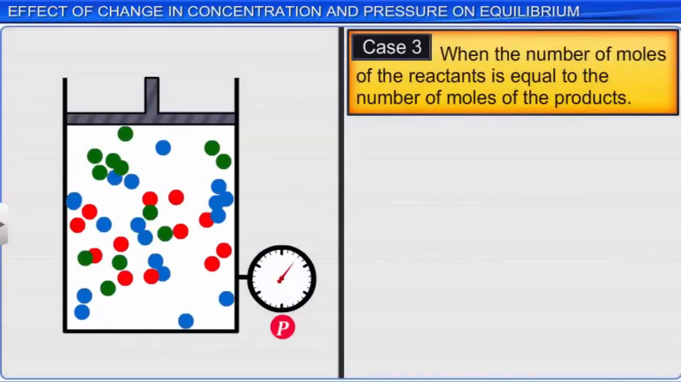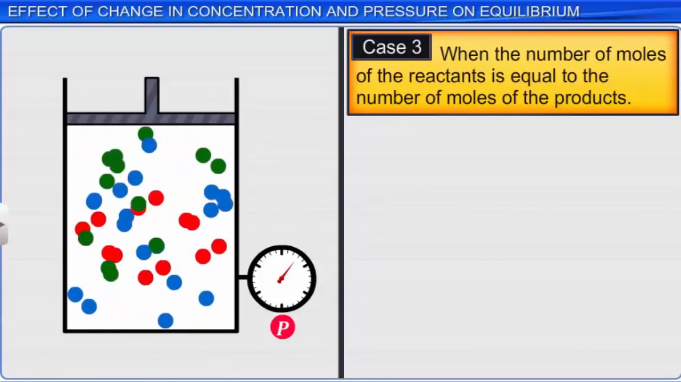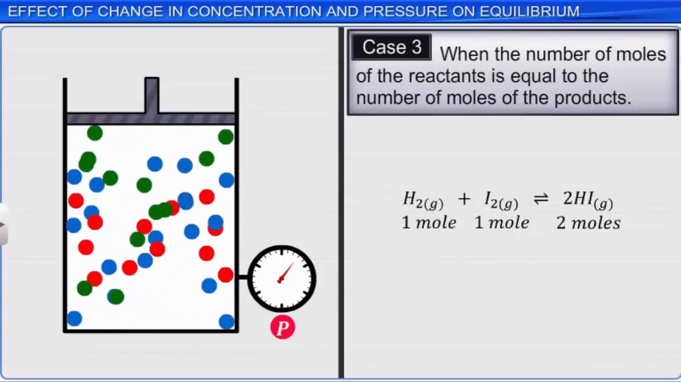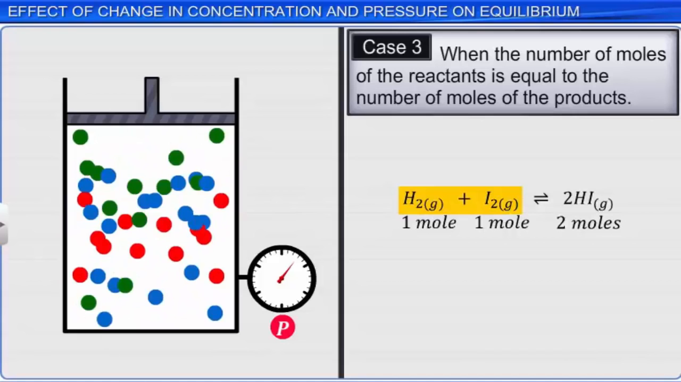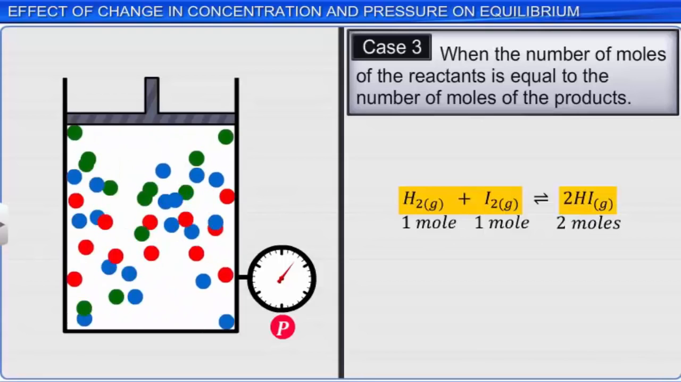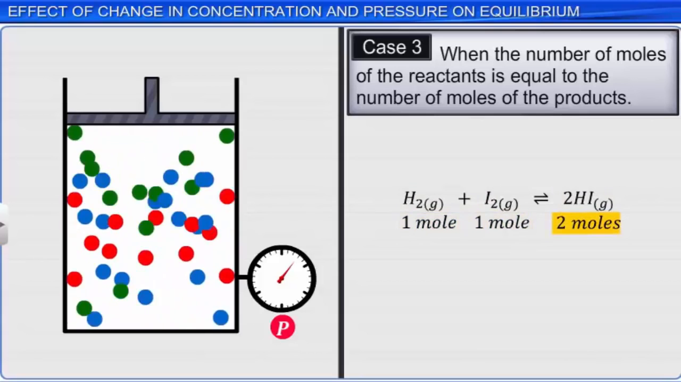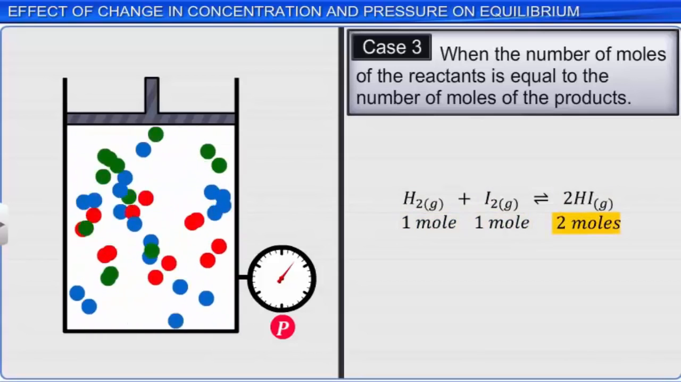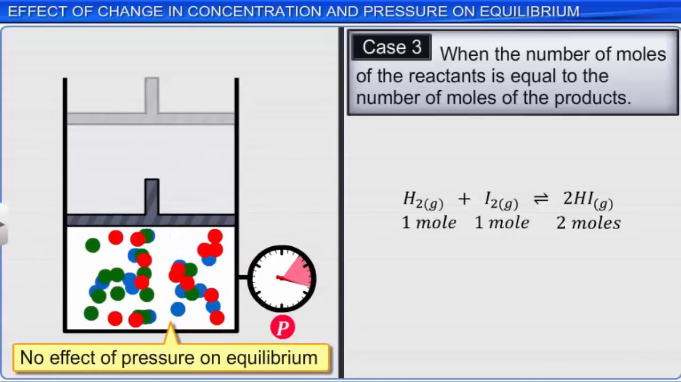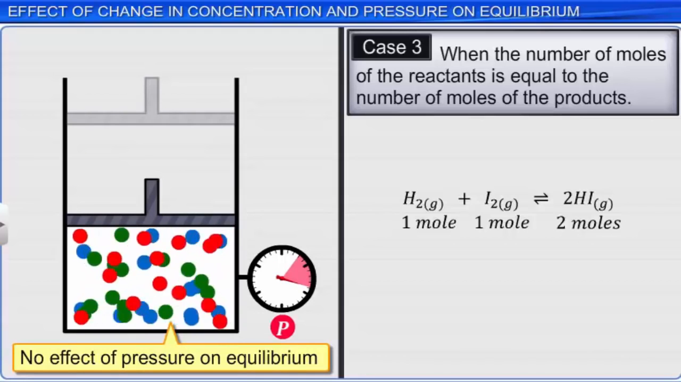Case 3. When the number of moles of the reactants is equal to the number of moles of the products. Consider the gaseous reaction H2 + I2 in equilibrium with HI. You can see that in this reaction, the number of moles of the reactants and the products are the same, which is 2. As there is no change in the number of moles of the products or the reactants, pressure does not have any effect on the equilibrium.